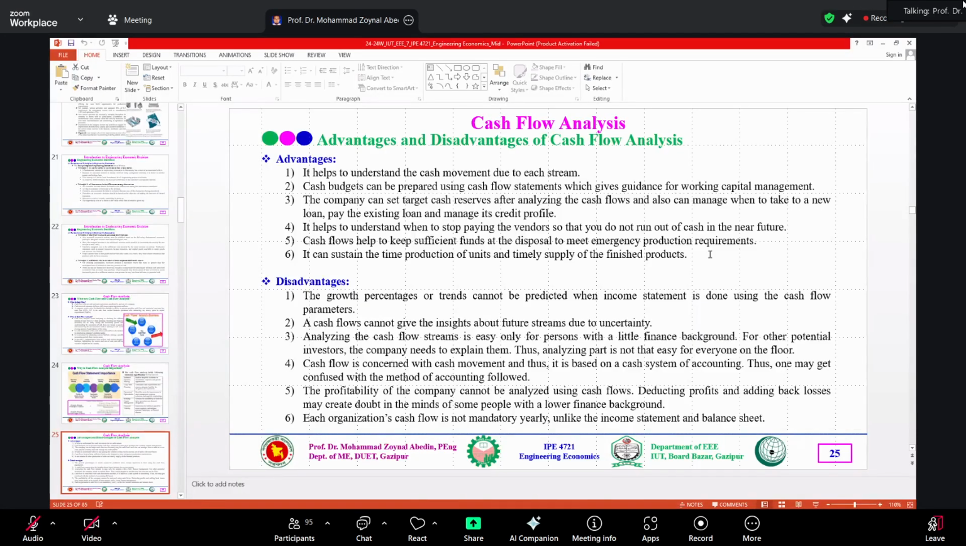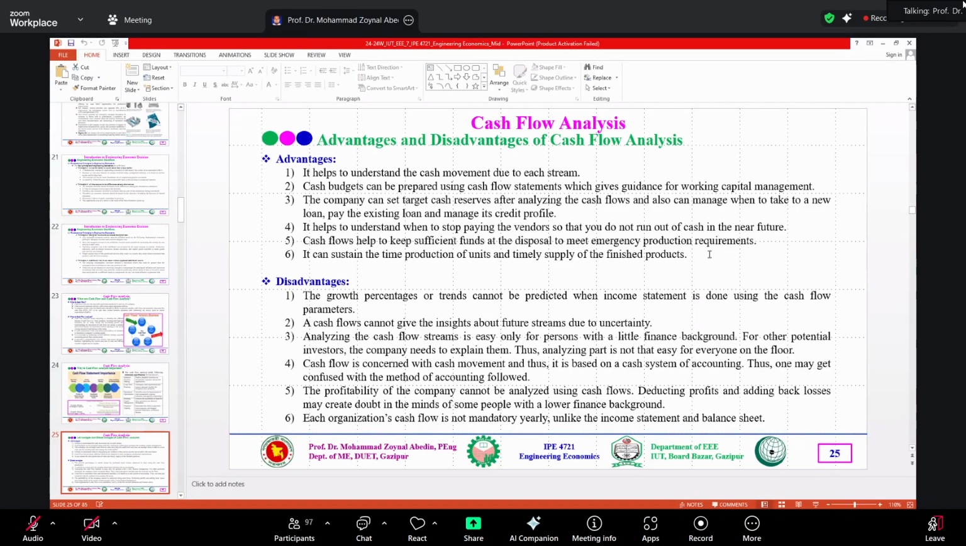Cash flows help to keep sufficient funds at the disposal to meet emergency production requirements. It can sustain the timely production of units and timely supply of the finished products. These all are the advantages of the cash flow analysis.